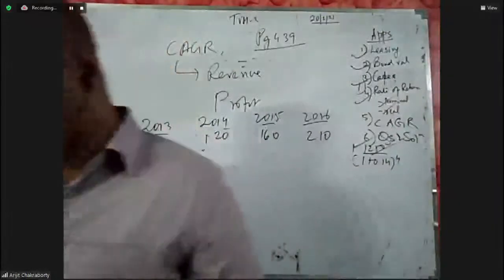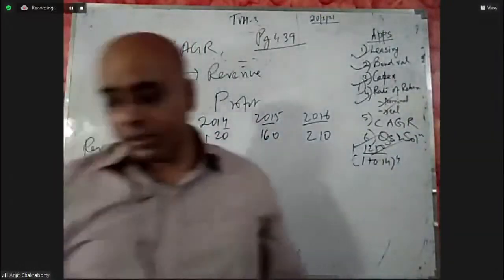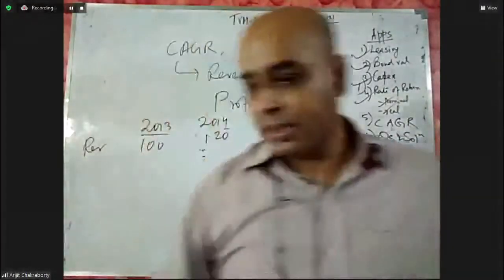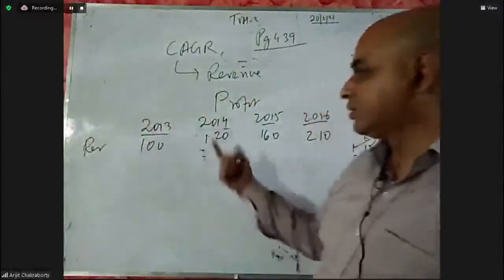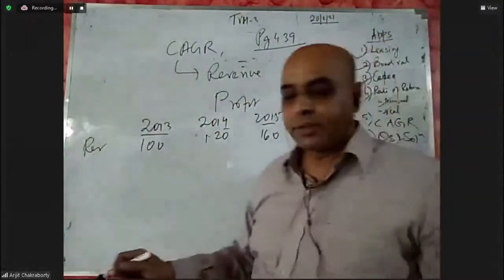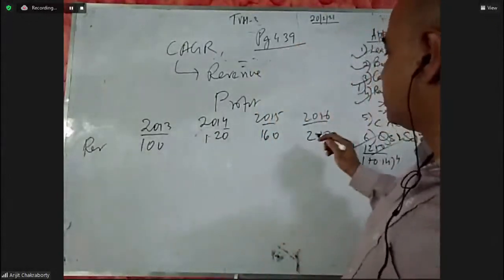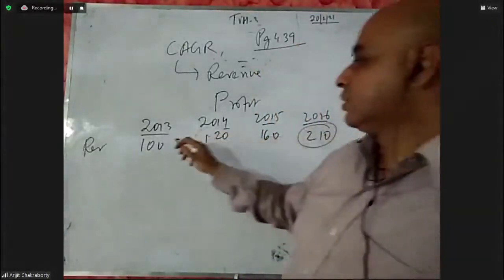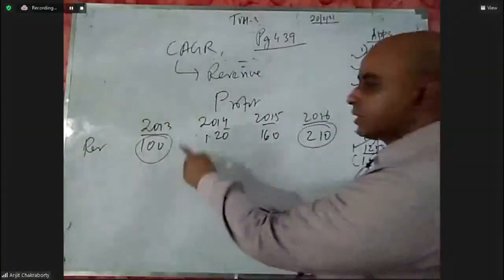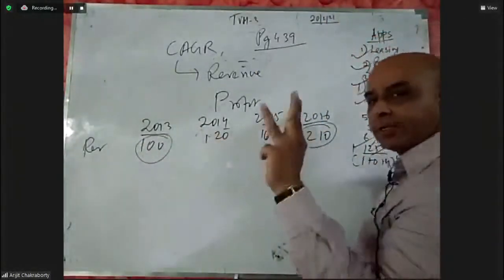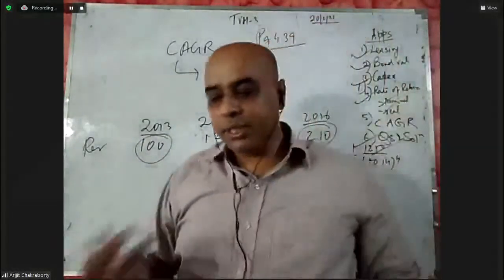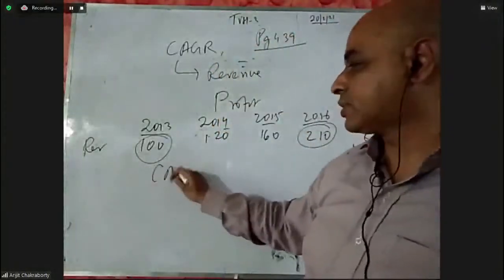So if you have to find out what is the compounded annual growth rate, we are taking 3 years. So let's take the figure of 2016 and take 2013. So 3 years, 2014, 15, 16, 3 years. So the CAGR calculation will be like this.